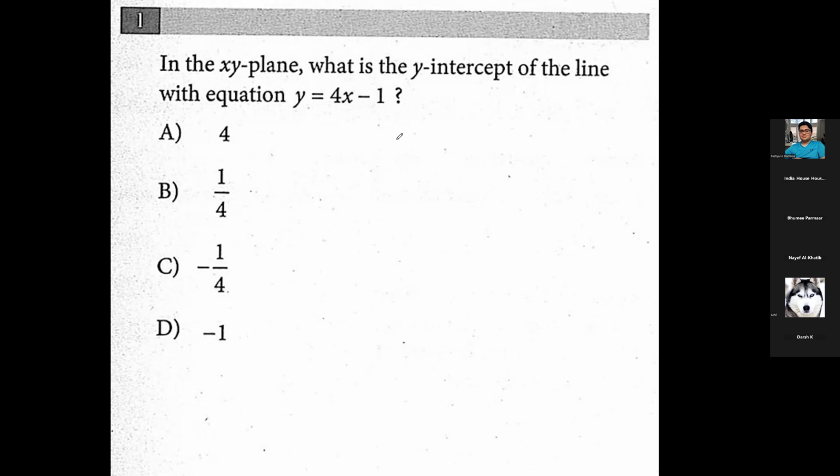Okay, so for question one, it asks what is the y-intercept of a line with the equation y equals 4x minus 1? The y-intercept for any equation is when x is equal to 0. So if we plug in 0 for x, we get 0 minus 1 equals y, so y equals -1. So the y-intercept is -1.